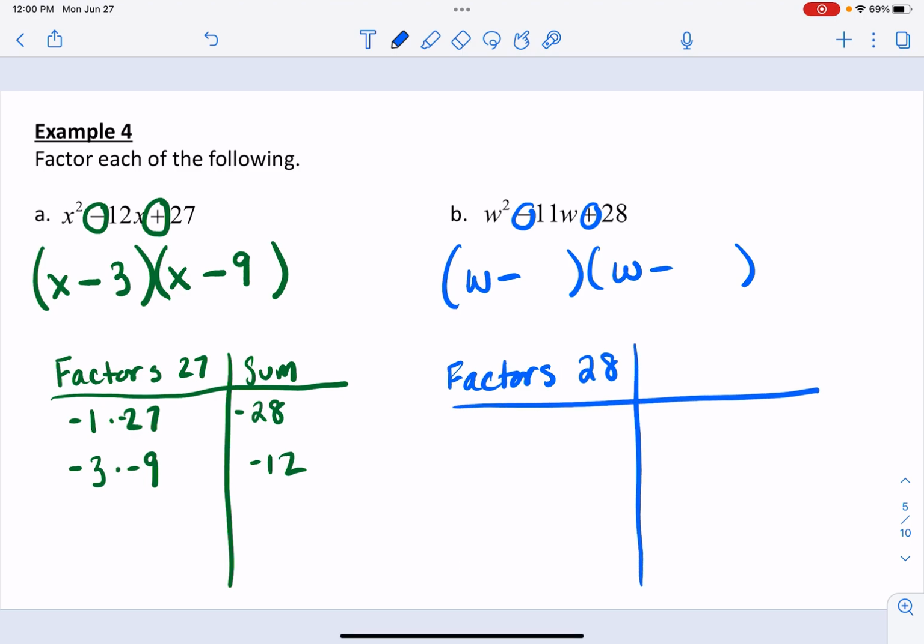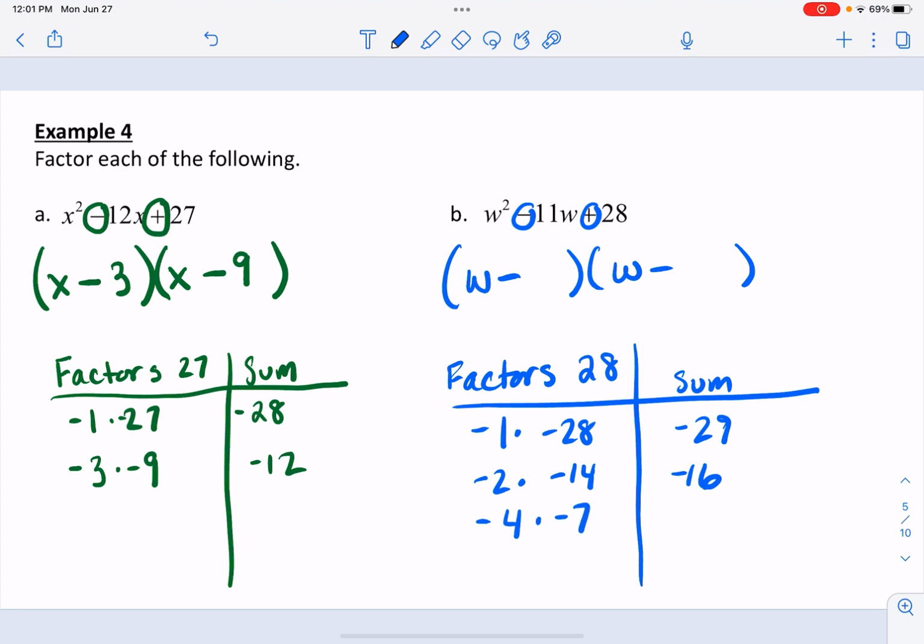Factors of 28. -1 times -28. Remember, I need their sum to be -11. That's -29. -2 times -14, that's -16. 3 doesn't go in, 4 goes in. And there I get -11. So I have (w - 4)(w - 7).